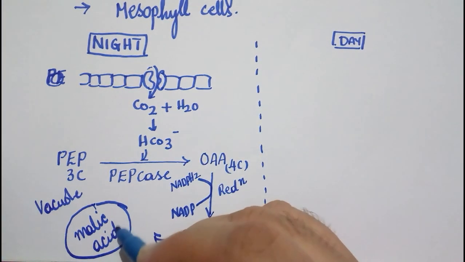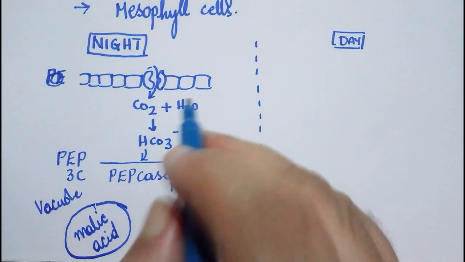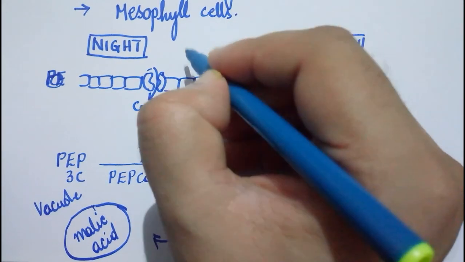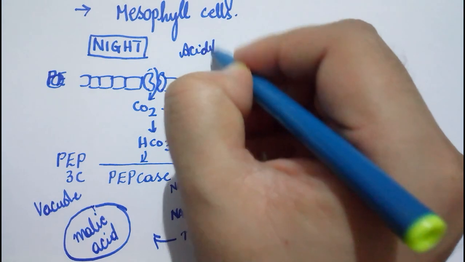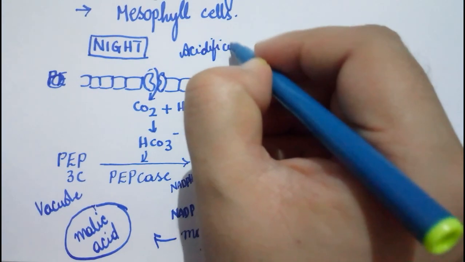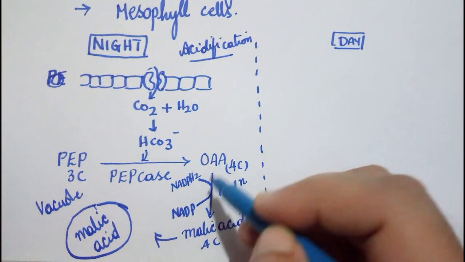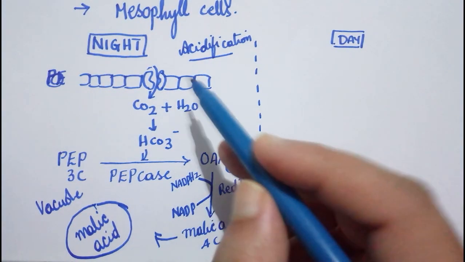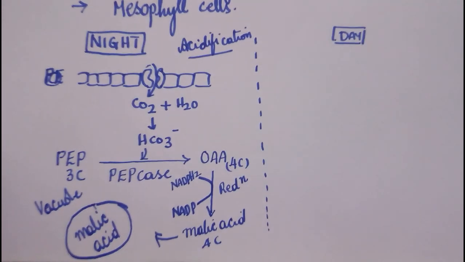So this malic acid is stored in the vacuole. So this step is called the acidification. This is called what? Acidification. So it is getting acidified here. So here one more important thing is carbon fixation has taken place here. So it is carboxylation.